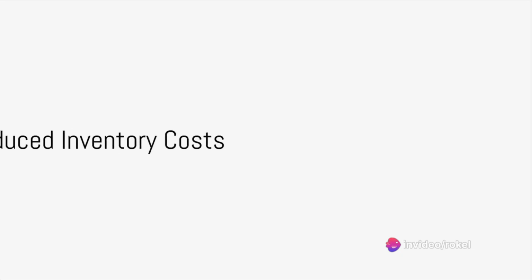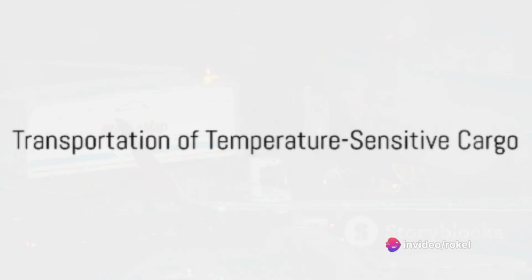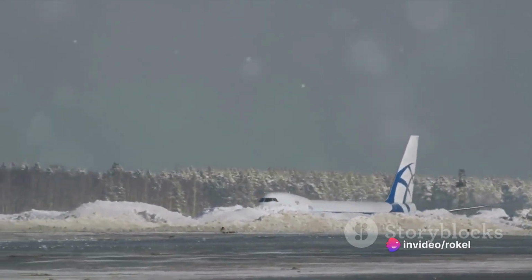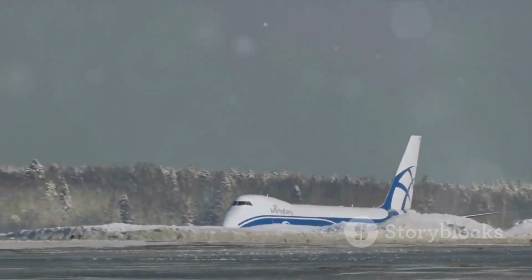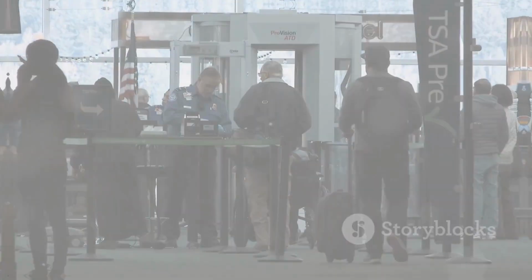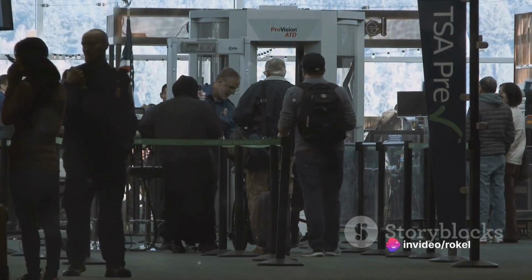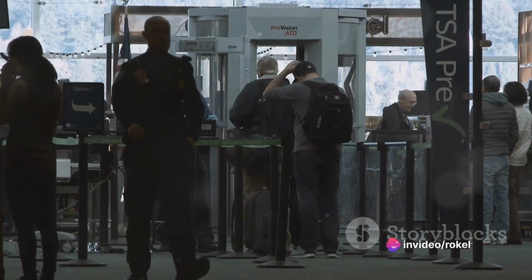Next up is the potential for reduced inventory costs. The speed of air freight can significantly cut down on inventory carrying costs, freeing up capital that can be used more productively elsewhere. And let's not forget about temperature-sensitive cargo. Pharmaceuticals, perishable goods, and other sensitive items can be transported safely and efficiently thanks to climate-controlled cargo holds. Then there's security. Air freight often provides enhanced security measures for valuable or sensitive cargo, reducing the risk of theft or damage.